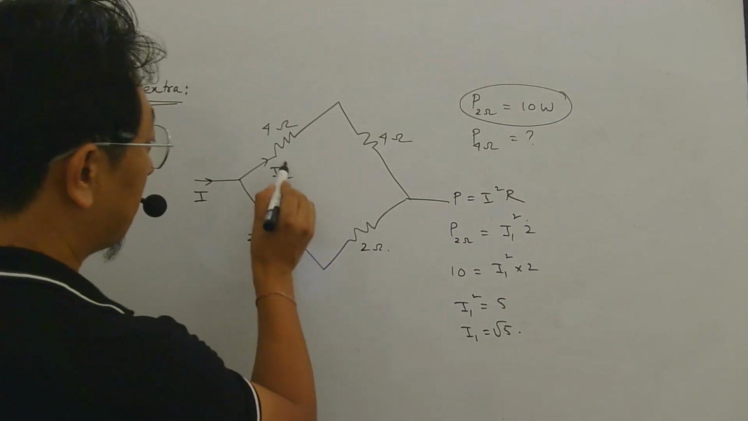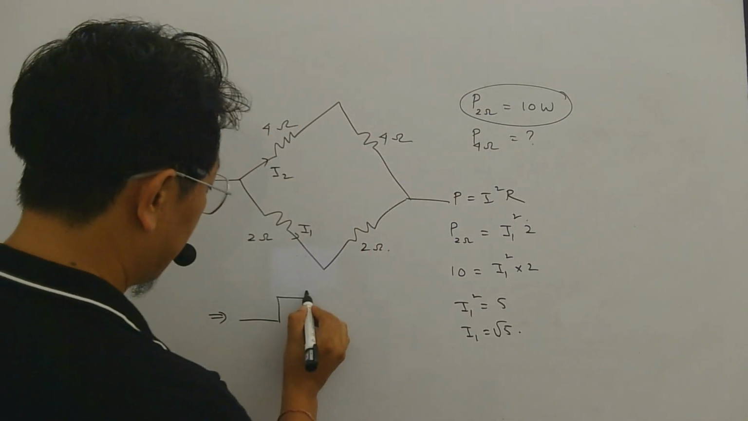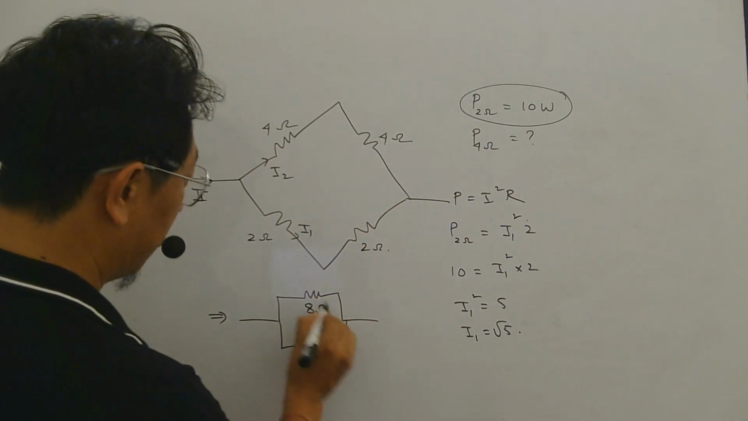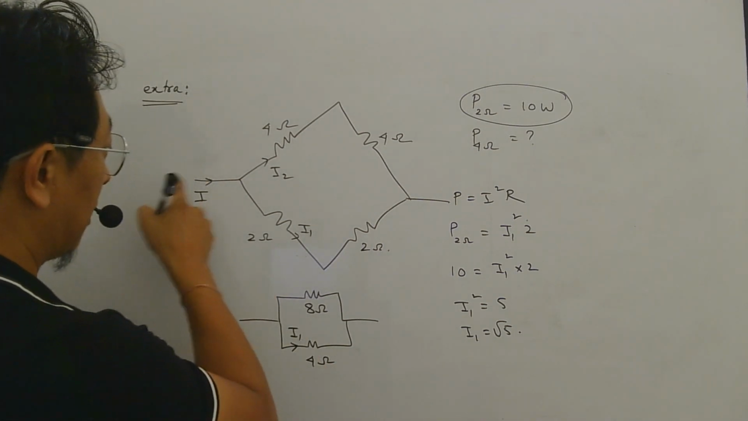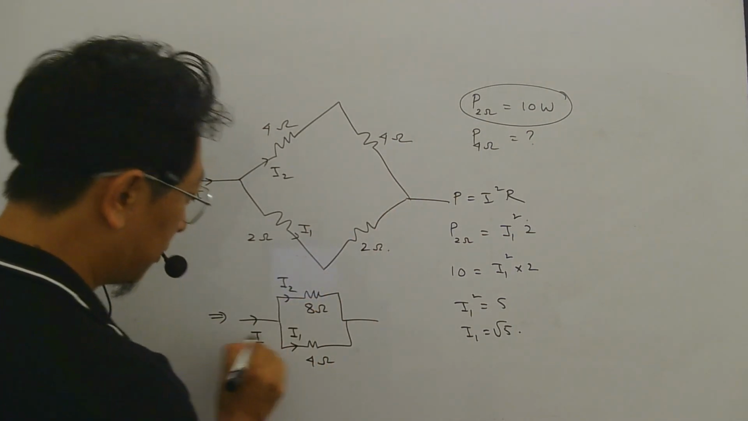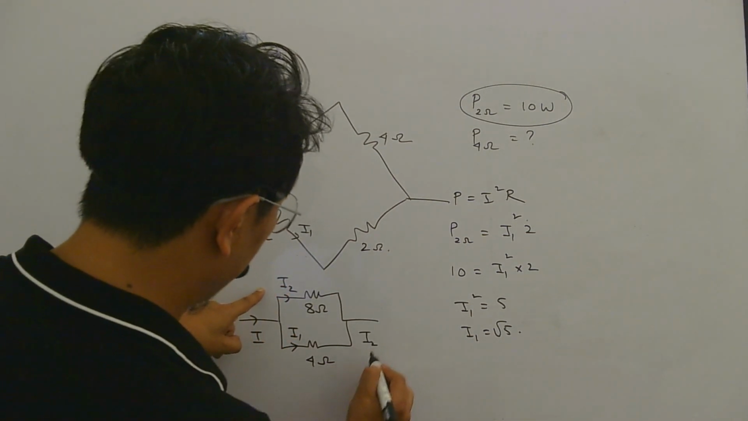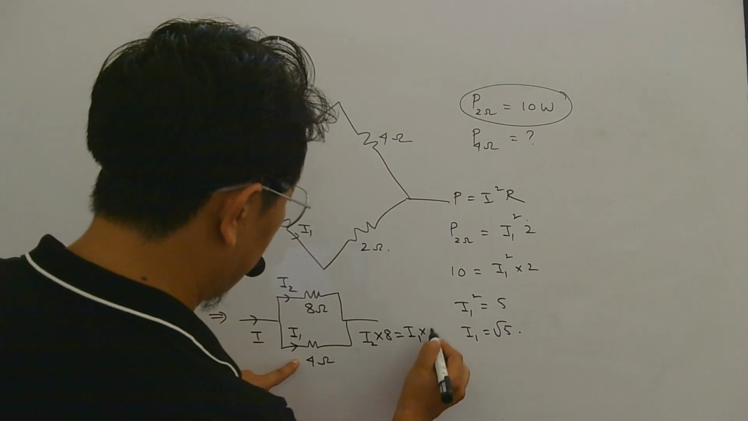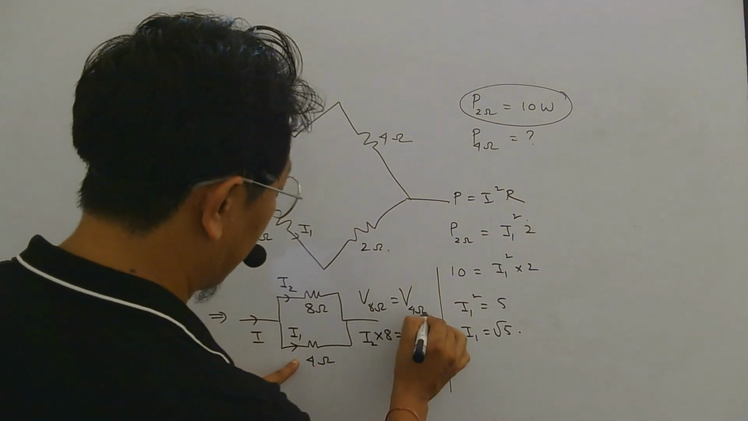Now from I1 I can find I2. How? If I convert this to a simpler circuit, then this 4 and 4 in series will give 8 ohm. This 2 and 2 in series will give 4 ohm. Current here is I1, right? I will divide into I1 here and I2 here. So now you know these two are in parallel. So current into resistance must be same here. Why? Because voltage across 8 ohm must be same as voltage across 4 ohm.